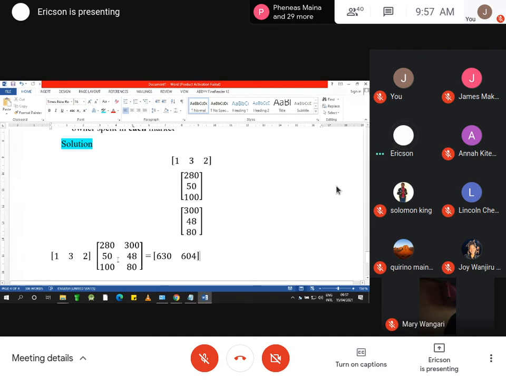Or even instead of having the matrices combined, you can multiply the requirements here by individual matrix. You multiply this and then multiply by this, you get the price at Uhuru market, and then multiply this by this matrix, you get the price at Harambe market. That's also a method of doing such a question.